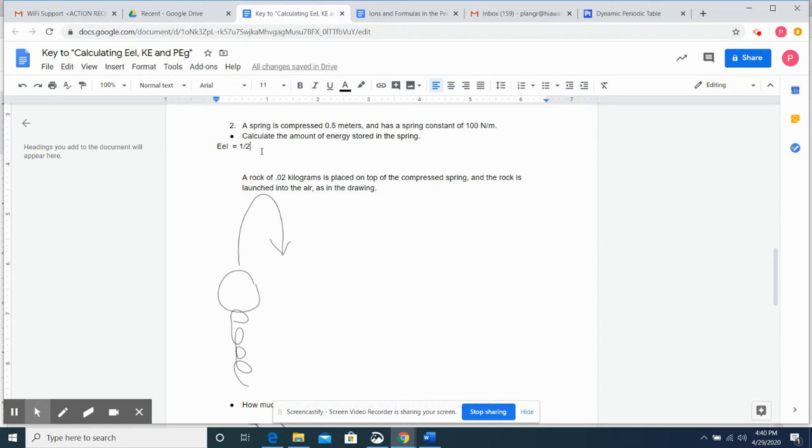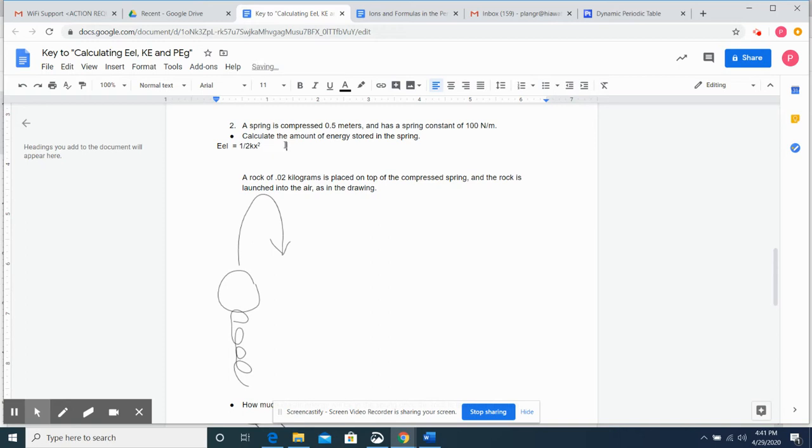1/2 times k, which is the spring constant, times the length or the stretch squared. And so I'm just writing that in. I am making it as an exponent. And so there's our formula, 1/2 kx squared.